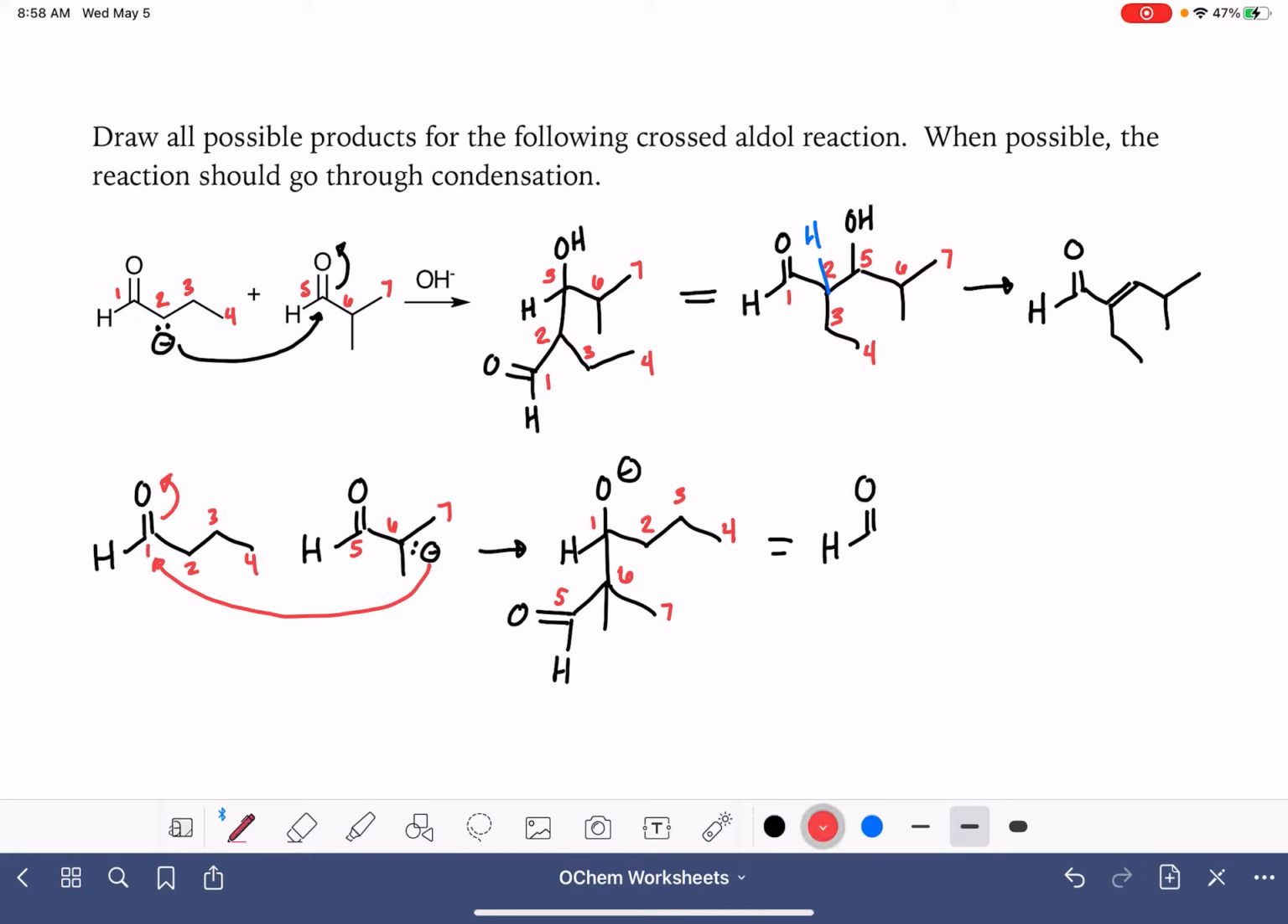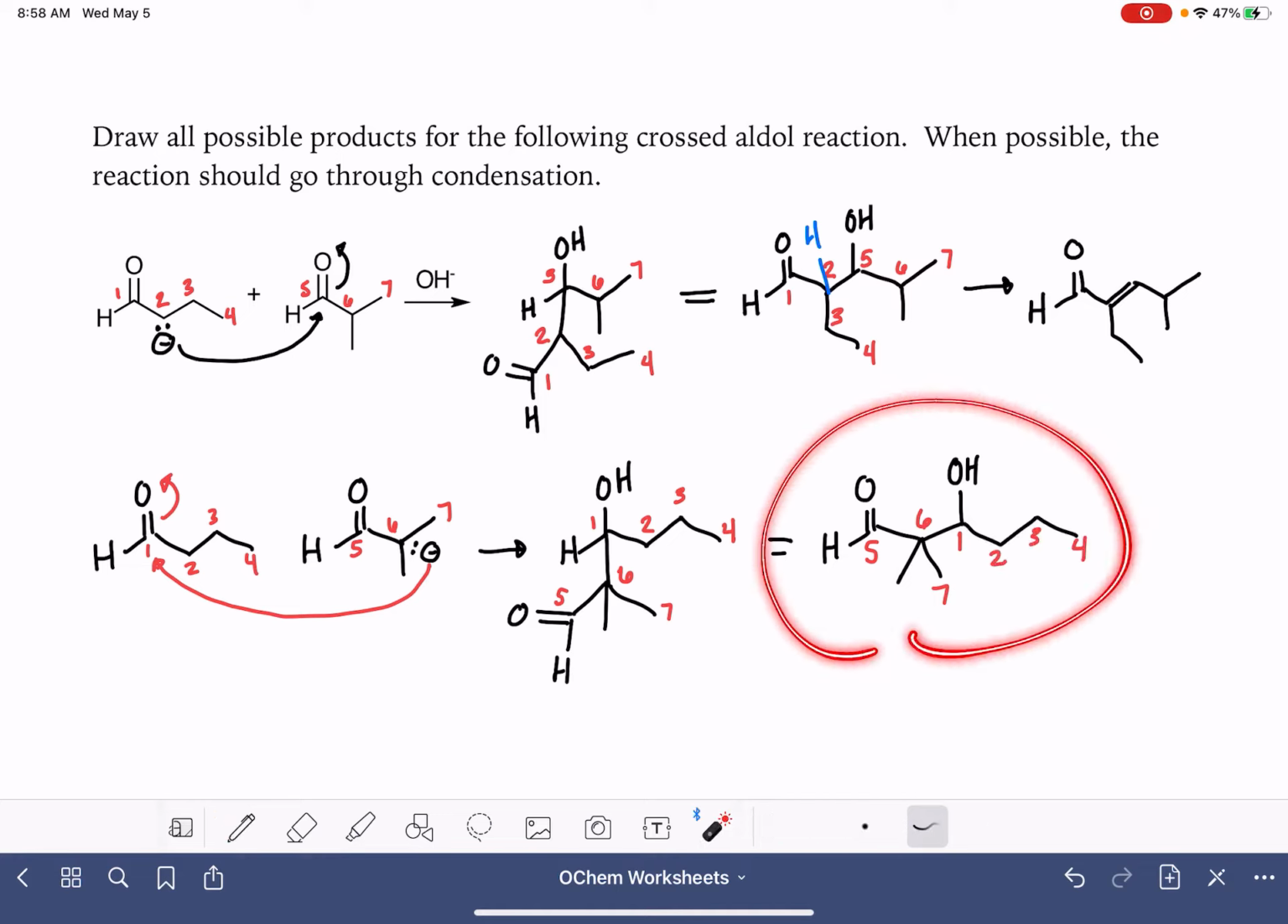There's carbon number 5, 6, 7, and the random unnumbered methyl. 1, which has the OH. We're going to recognize that this becomes protonated. There's OH. 2, 3, 4. 2, 3, 4. In looking at this product, we want to ask ourselves if it can undergo condensation.